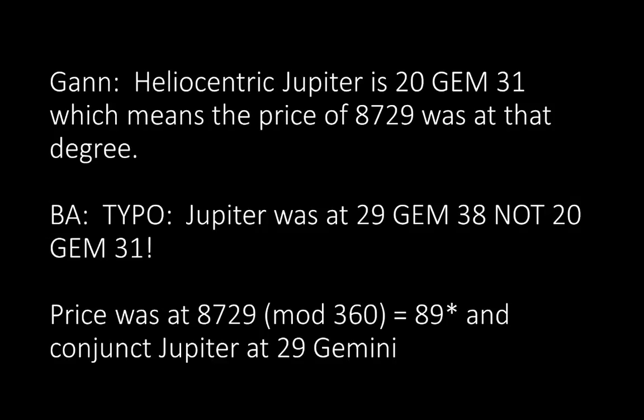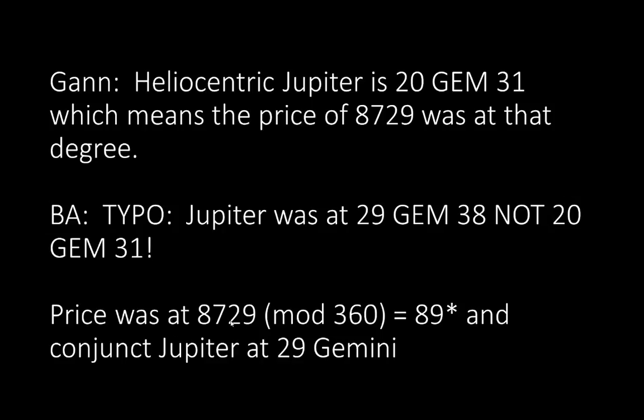Gann: heliocentric Jupiter is 20 Gemini 31, which means the price of 8,729 was at that degree. BA: typo, Mr. Gann. Jupiter was at 29 Gemini 38, not 20 Gemini 31. Folks, it's important in this letter to recheck everything he's written, because part of what he does is write to be purposely off to make this letter difficult to read, because it's such a powerful letter and gives us powerful insight into his methods.